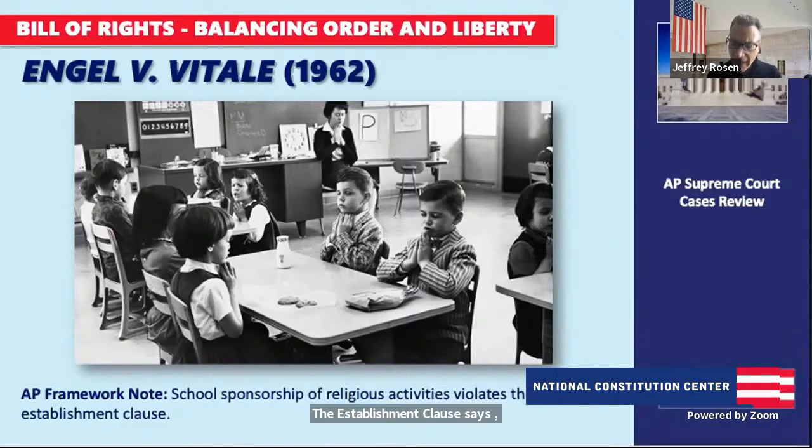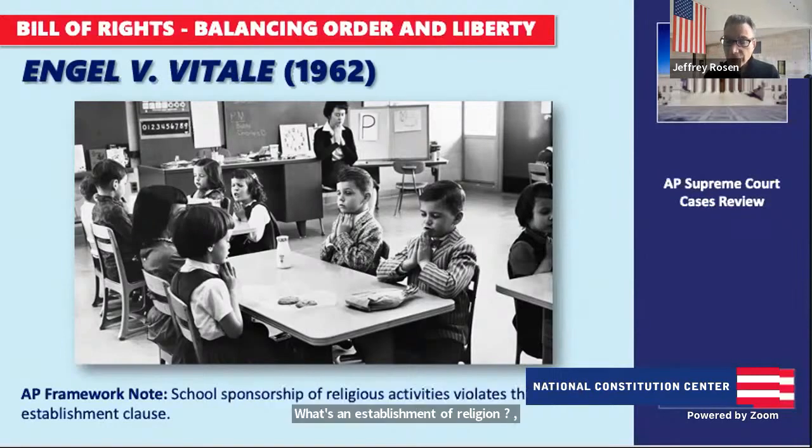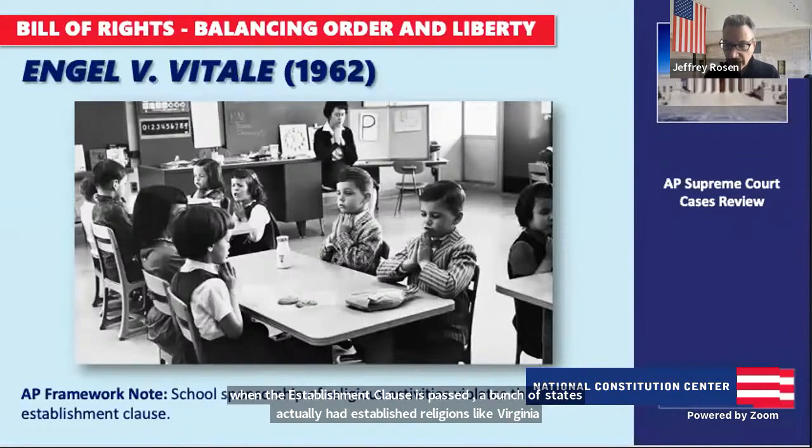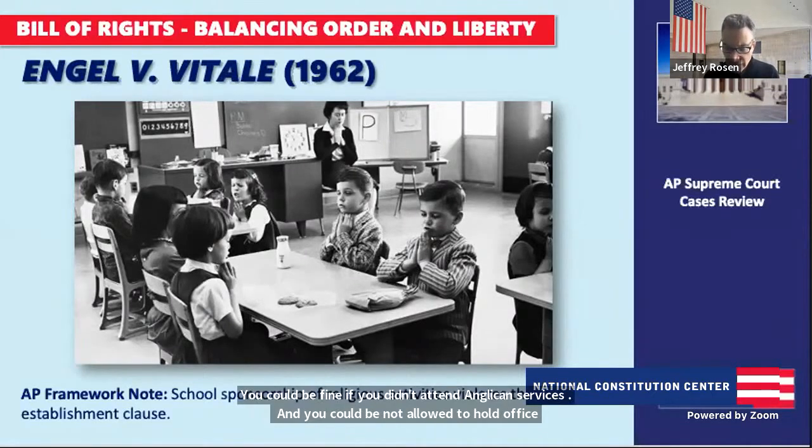And if you were not an Anglican, if you were a member of a dissenting group like the Baptists or the Quakers or the Jews, you could be put in jail for 3 years for preaching your faith. You could be fined if you didn't attend Anglican services, and you could be not allowed to hold office if you weren't an Anglican. So Thomas Jefferson and James Madison wrote the most beautiful statements of religious freedom in all of American history, opposing this establishment.